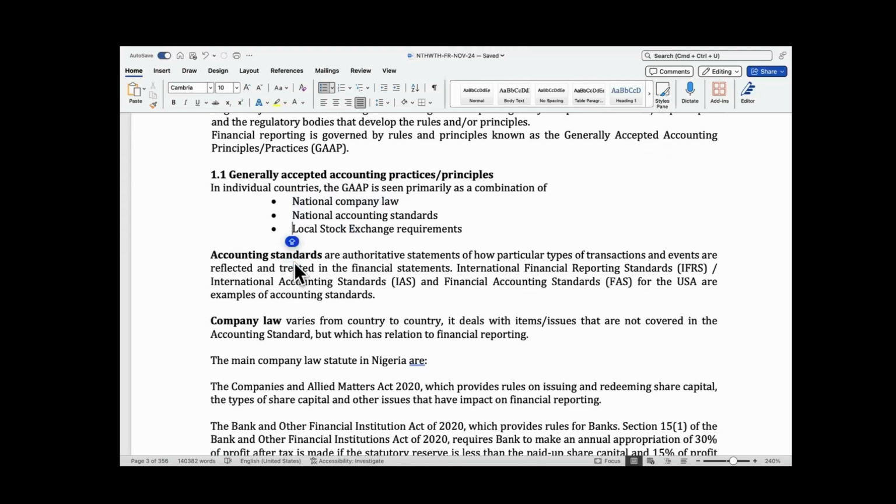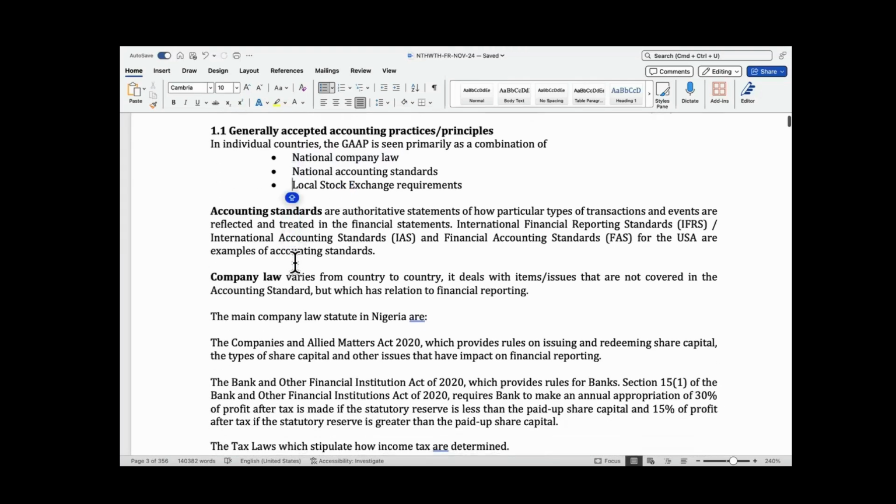So let's pick them one by one. The first one is the accounting standards. Now, when we say accounting standards, by definition, accounting standards are authoritative statements of how particular types of transactions and events are treated in the financial statements.